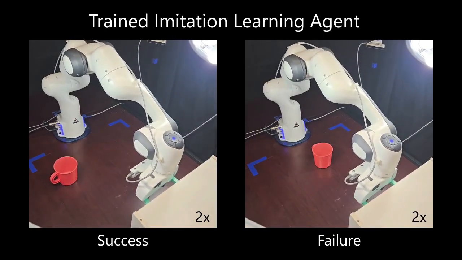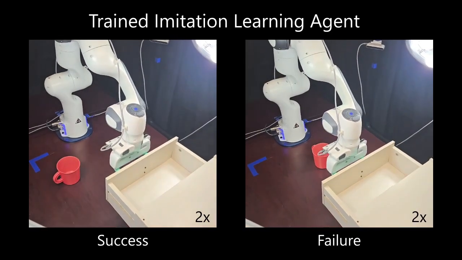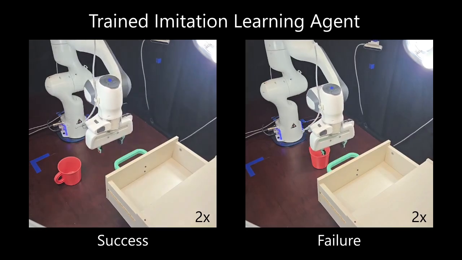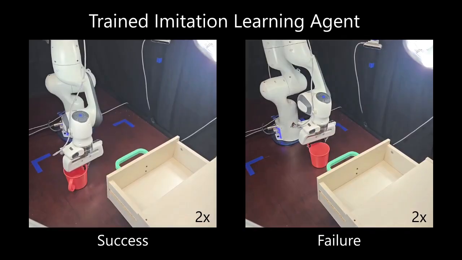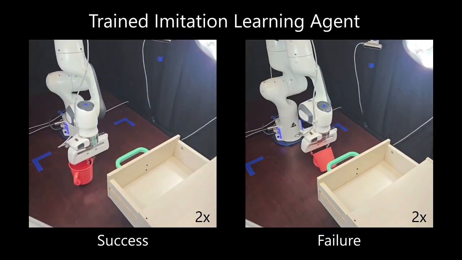You can see the trained agent here. On the left, the trained agent is able to successfully complete the task, avoiding a collision between the mug and the handle. On the right, we see a failure, where the policy fails to grasp the mug properly, knocking it over.